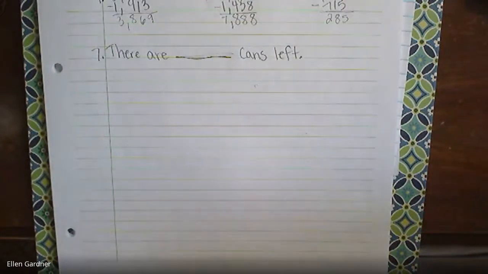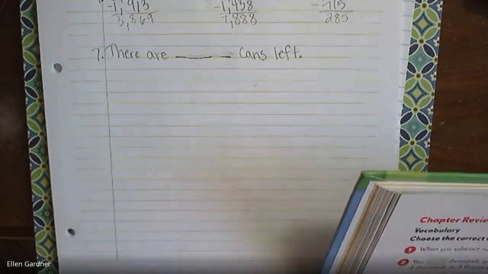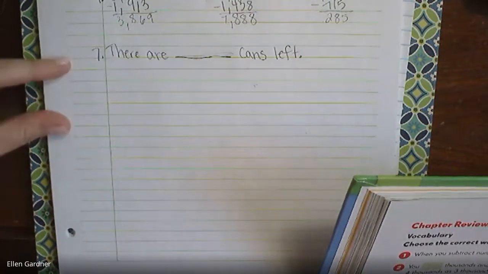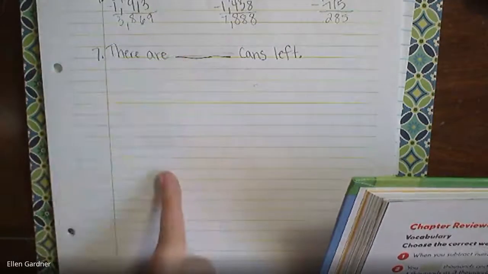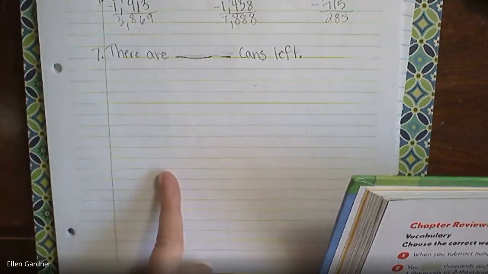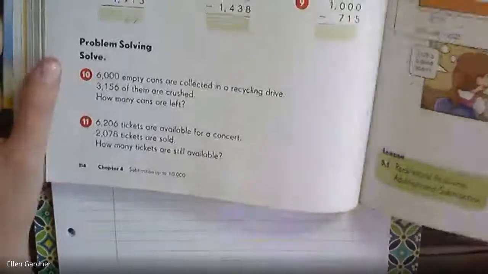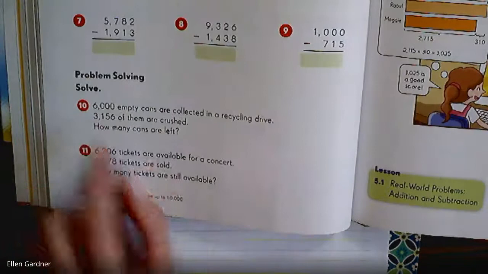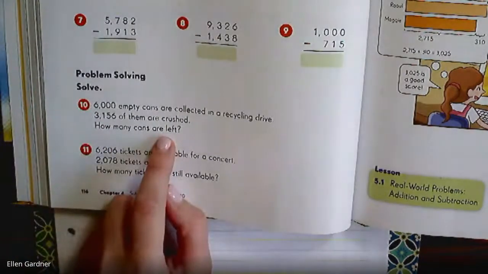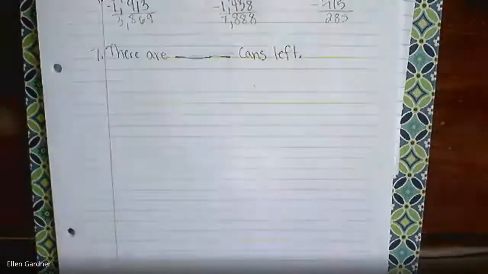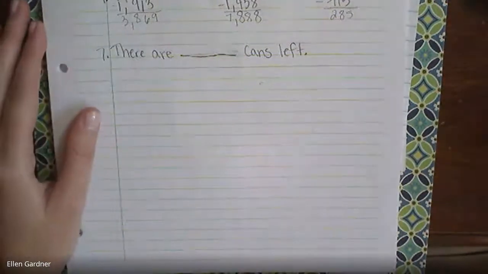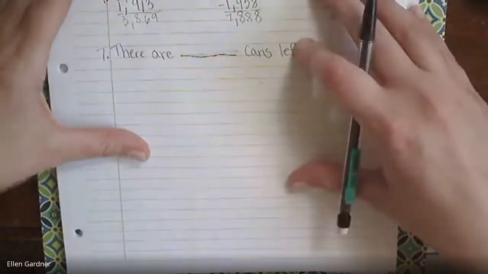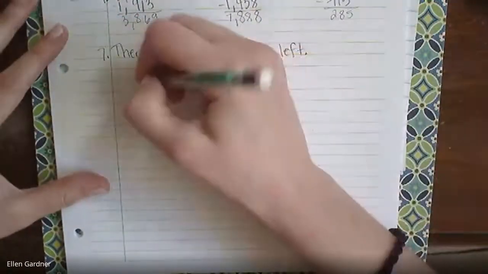Now there are 2 options for bar models. There is a comparison bar model with 2 bars, or there is a part whole bar model with 1 bar in 2 or more parts. Think about what's happening here. We know that there are 6,000 cans. Some of them are crushed. Some of them are not crushed. We are going to create a part whole bar model for this because there is 1 whole amount, 6,000 cans. Some of them are crushed. Some of them are not crushed.